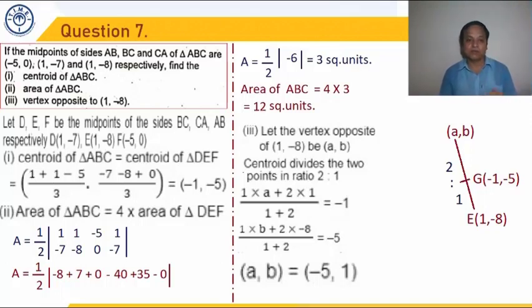It's a good example. We use all three properties in all the three parts. The centroid divides the median in the ratio 2:1 from the vertex, and we had already found the centroid in the first part, so we use it in this part. The point is (A, B), the midpoint is (1, minus 8), the centroid is (minus 1, minus 5), the ratio is by default fixed 2:1 from the vertex. We apply the section formula and get the vertex opposite to (1, minus 8).